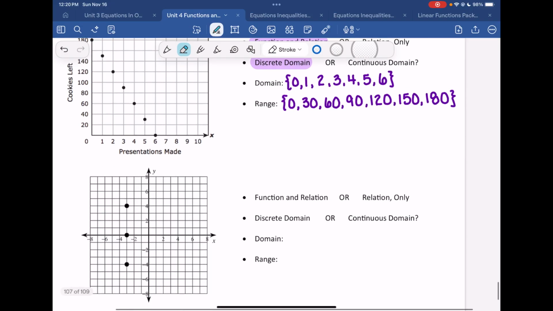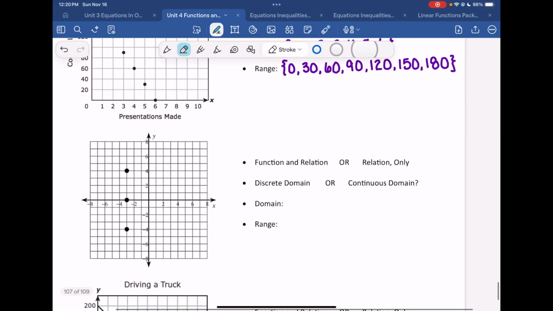Okay, in the next problem, this is not a contextualized problem, but it's a good one, so we're going to go through it. So first of all, you do see the points are disconnected, so the domain is going to be discrete.